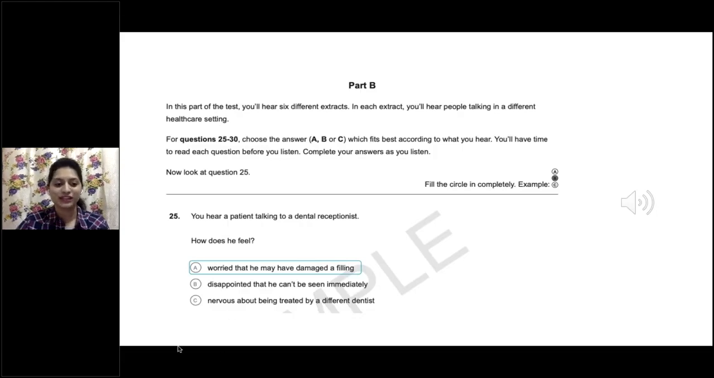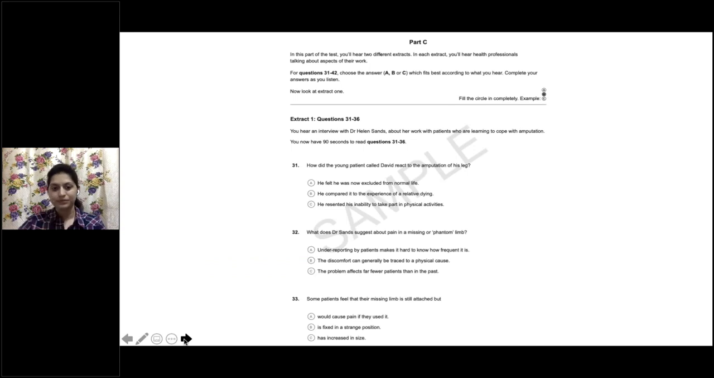So now that you have an idea as to how the listening module goes, this is how part C would look. I've just added it here so that you know how the paper looks. Except this time it won't be a short clipette. It will be a 5-minute long, either a conversation or a comprehension that will be read out.